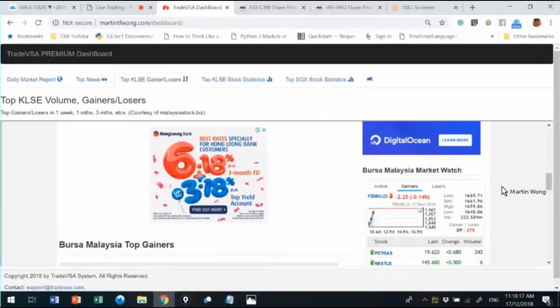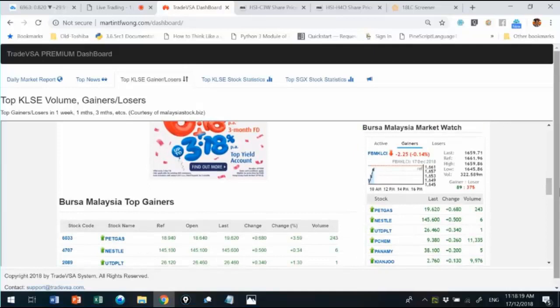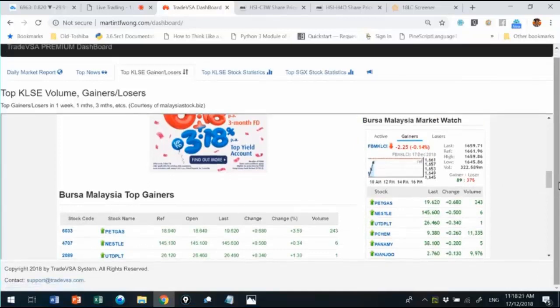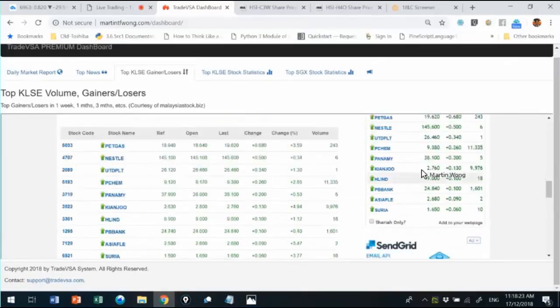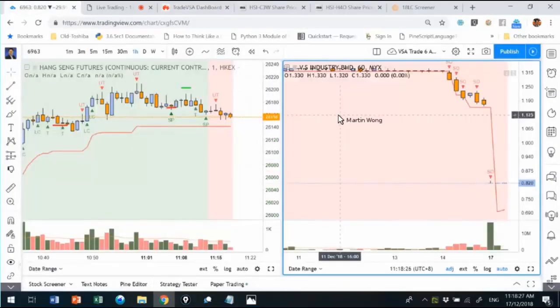So that's the whole point. We're looking for things to trade. Okay, big gainers: Nestle, Petchem. For volume, there's no volume now. How to trade? Kenju. Okay, let's look at Kenju now.